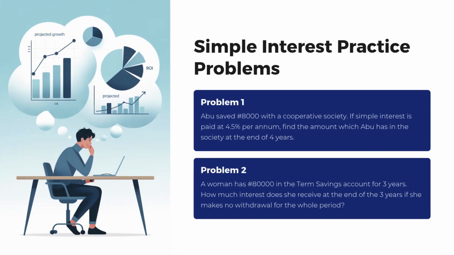Simple interest practice problems. Problem 1. Abu Adi saved 8,000 naira with a cooperative society. If simple interest is paid at 4.5% per annum, find the amount which Abu has in the society at the end of 4 years. Problem 2. A woman has 80,000 naira in the term savings account for 3 years. How much interest does she receive at the end of the 3 years if she makes no withdrawal for the whole period?